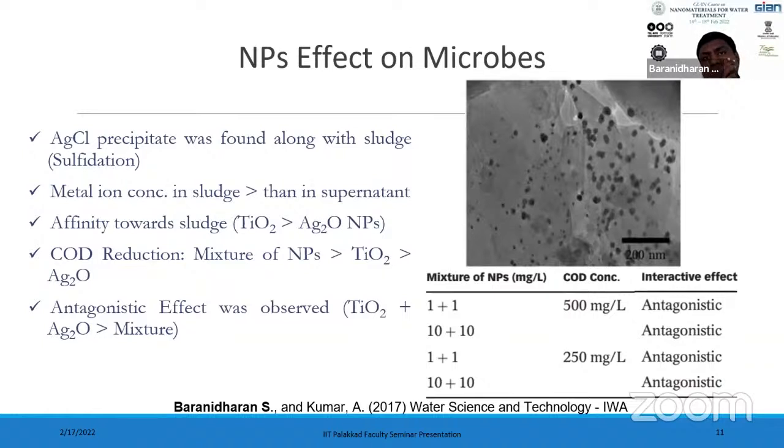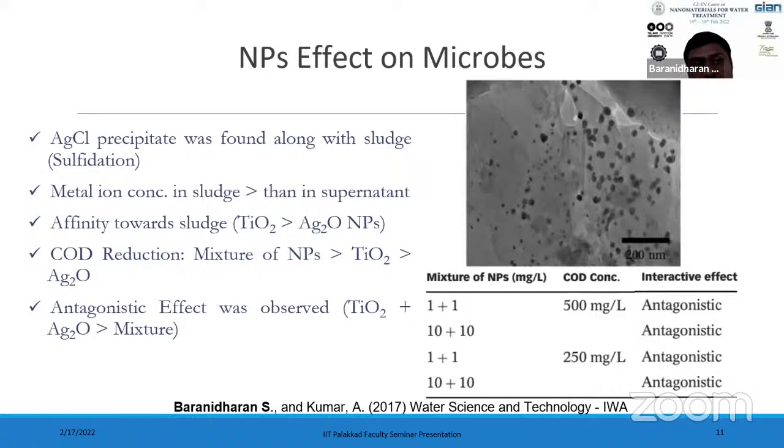When exposed to these nanoparticles over a period of time, say 90 days and 180 days, they started reflecting their effect on the reduction in COD as well as BOD. Apart from that, they also started getting precipitated at the bottom, and when looked at under the transmission electron microscope, they were successfully found in the sludge. That means these nanoparticles get onto the sludge and accumulate there. This was one TEM analysis where, at 200 nanometer scale, these nanoparticles were found on the sludge.